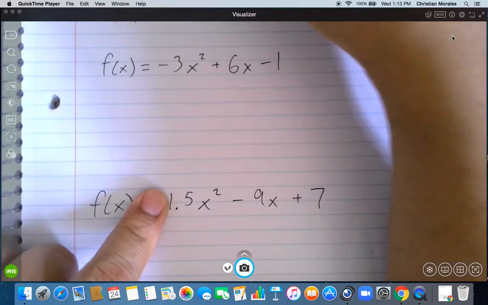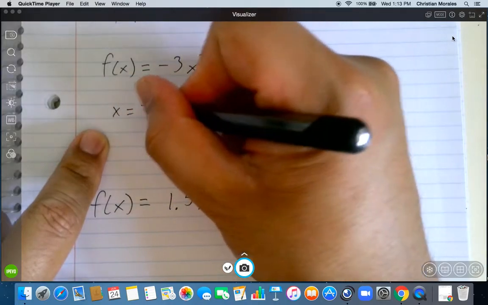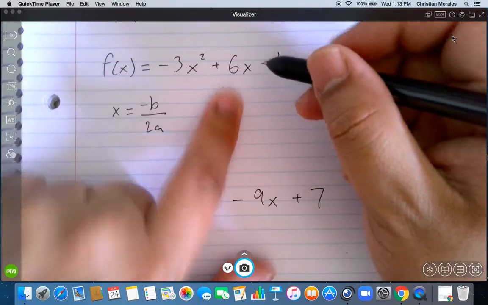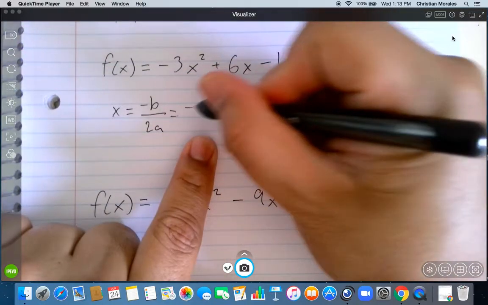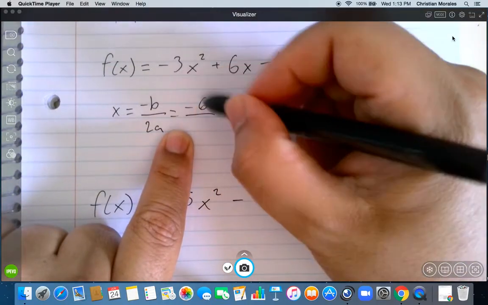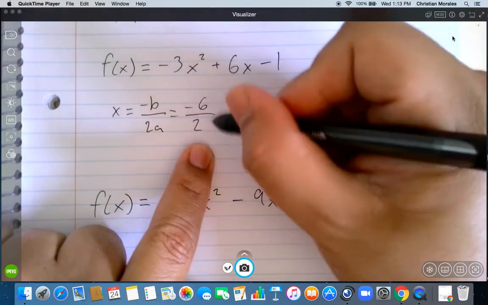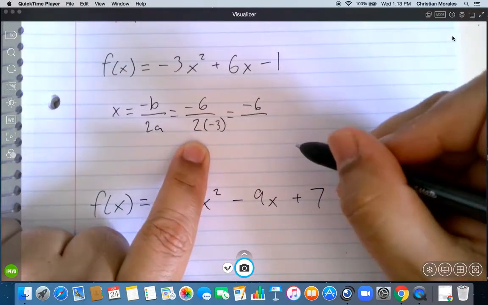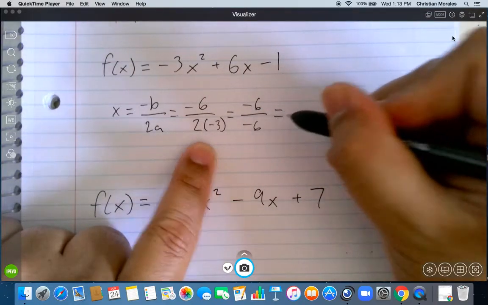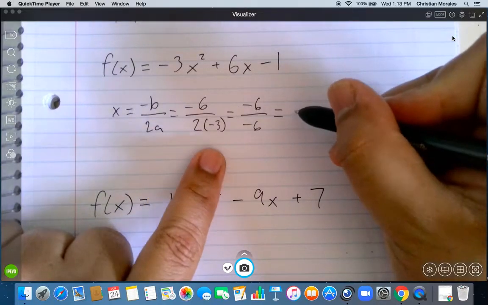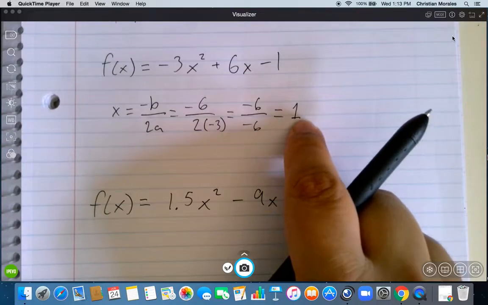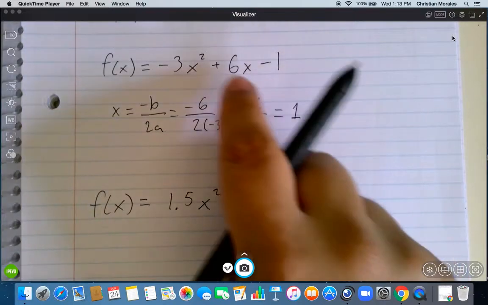So right here, negative b over 2a. In this case, 6 is my b, so I'm going to put in negative 6. And 2 times a is negative 3. So I get negative 6, and then 2 times negative 3 is negative 6. Negative 6 over negative 6 is positive 1. So 1 is my middle number. Now what I have to do is plug in 1 into this.